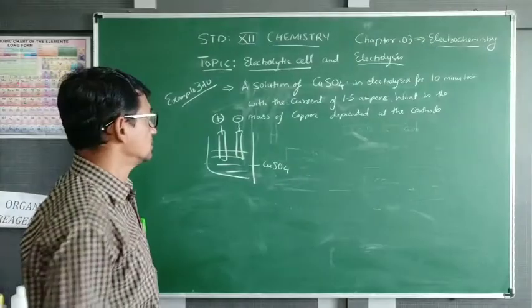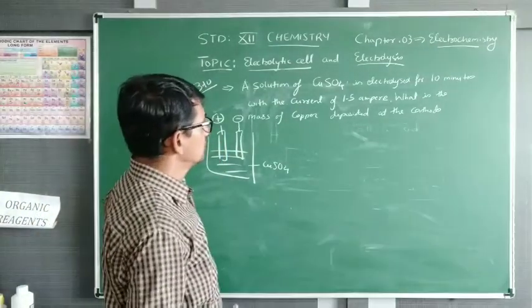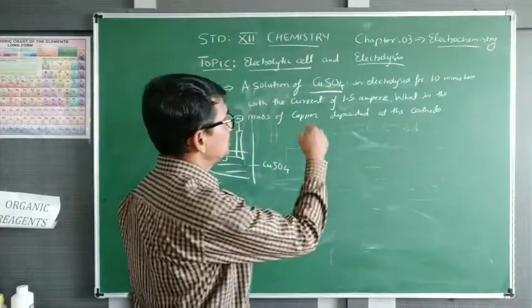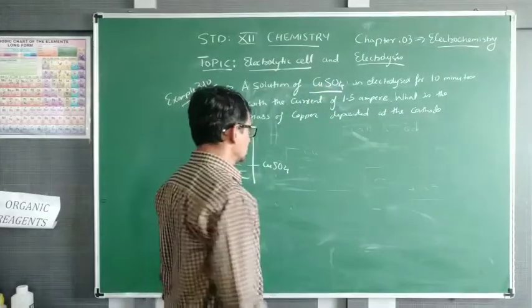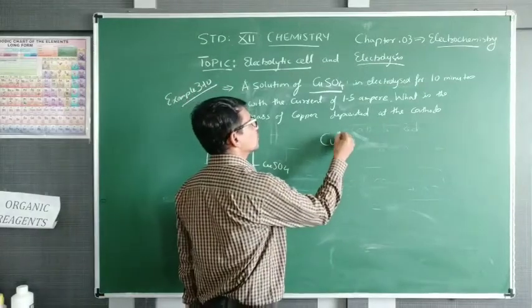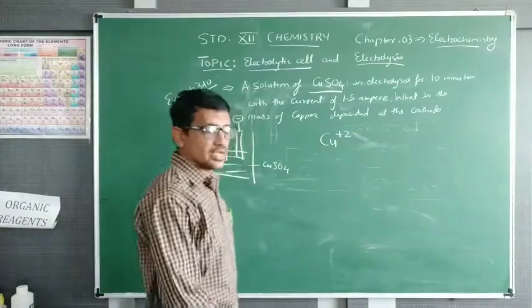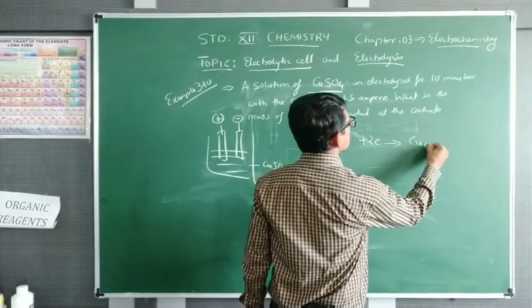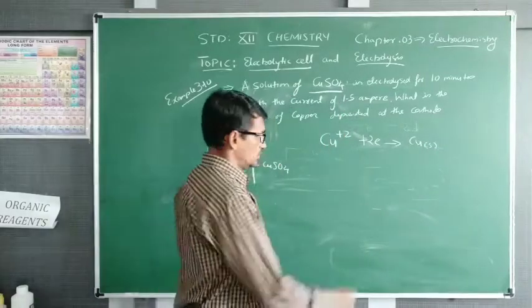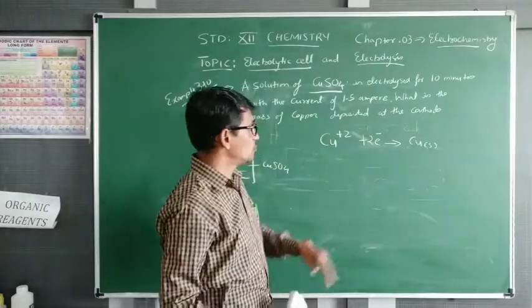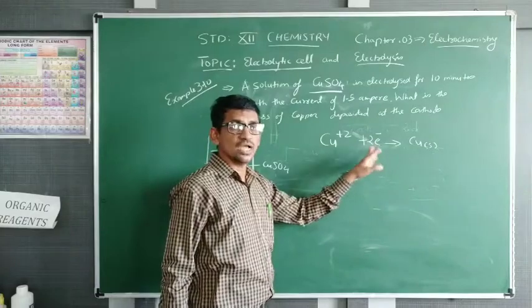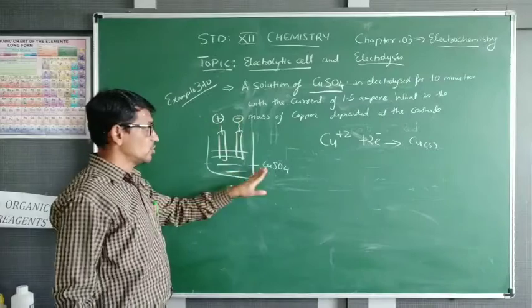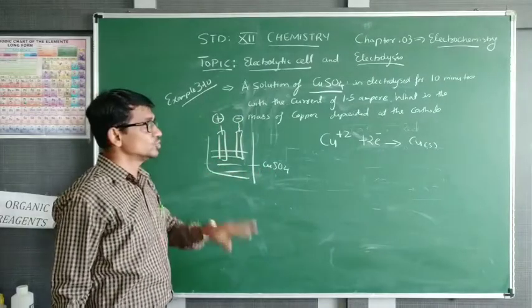On anode, oxidation. We come to the sum: a solution of CuSO4 is electrolyzed for 10 minutes. The solution is CuSO4. In that, Cu plus 2 ion, by taking 2 electrons, is converted to Cu solid. So its chemical equivalence is 2. If you supply these 2 electrons, then copper plus 2 ion will reduce to copper solid.